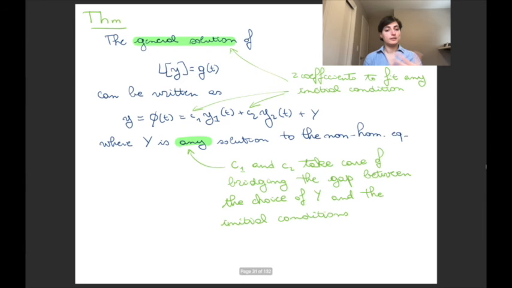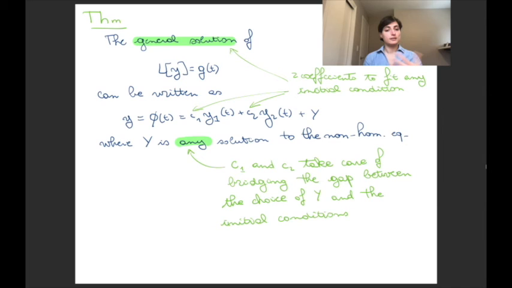Look also at the fact that it is a second order ODE. So a general solution should depend on two coefficients. And the two coefficients are there. They are C1y1 plus C2y2. So this works.